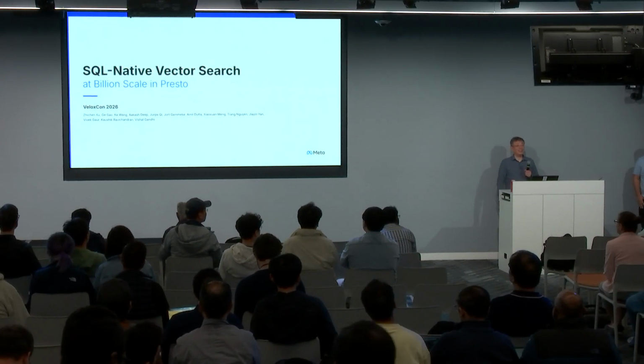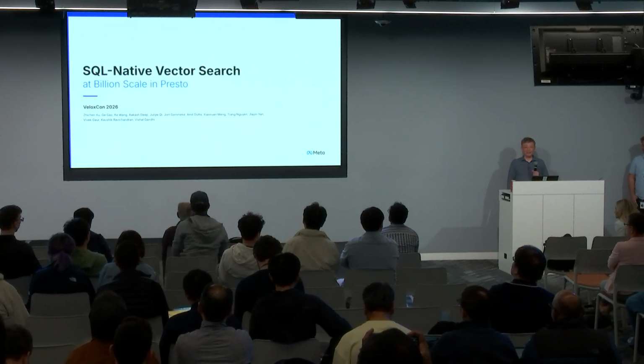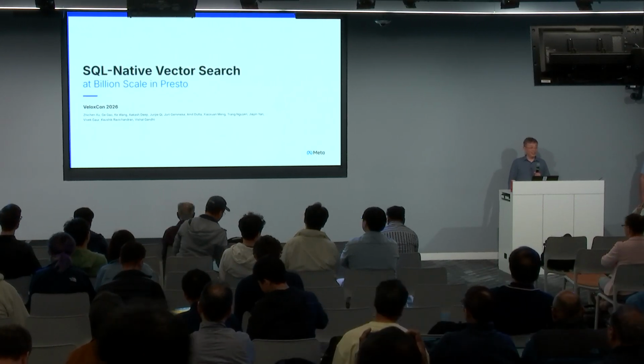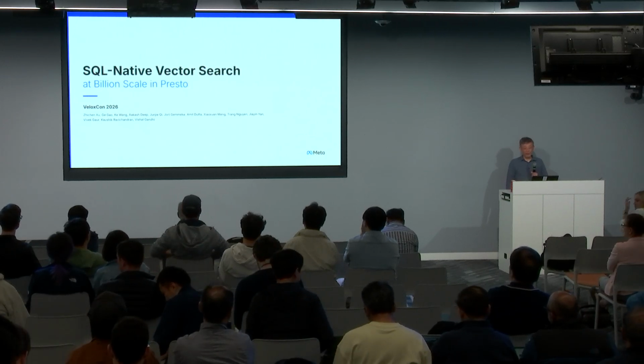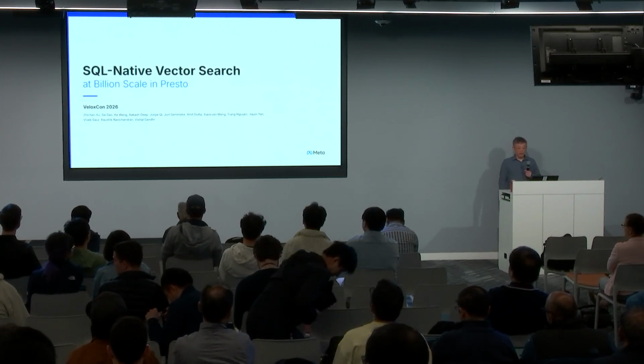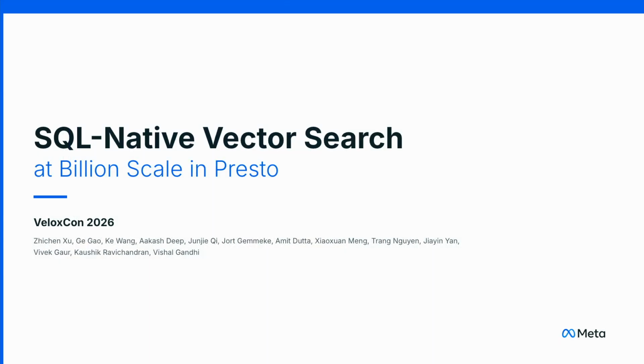Today, Akash and I are going to talk about how to make vector search a first-class citizen inside a query engine. As you can see, this is joint work from many Meta colleagues. The short version I want to say is that we found that vector search is a relational workload hiding in plain sight. So today we are going to show you how this works.